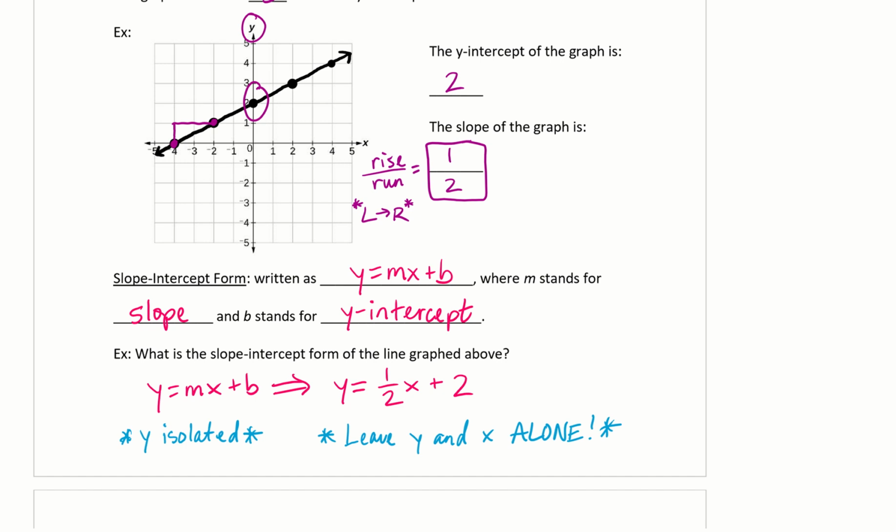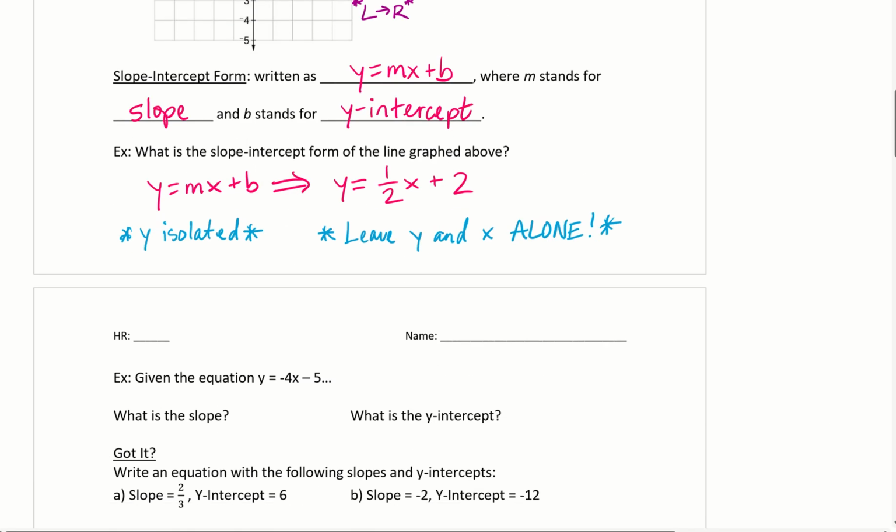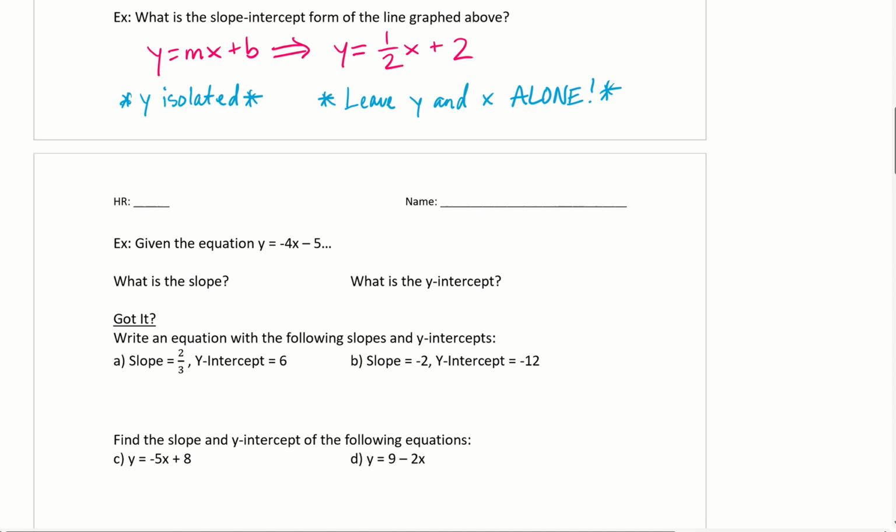Second thing, when you write your equations in slope-intercept form, you're going to leave y and x alone. You should have y and x just in their variable form. They shouldn't have numbers plugged in when you've got your final equation written. Okay, so that's those 2 notes there. We're going to flip over to the back side of the notes page. The example says, given the equation y equals negative 4x minus 5, what is the slope?